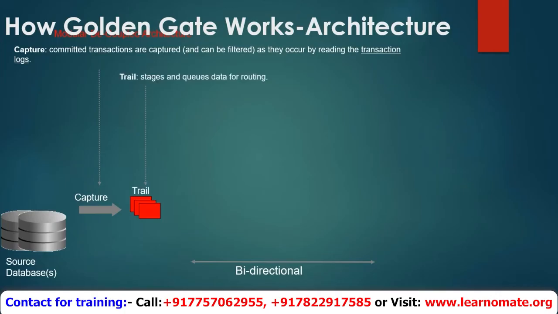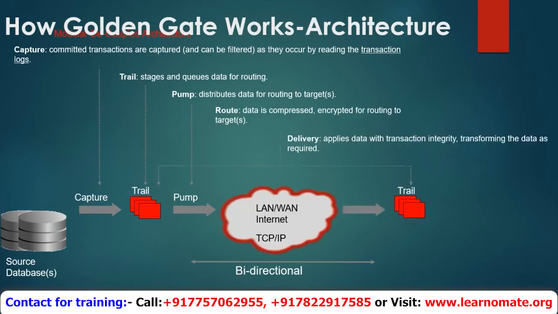Once the capture process captures the changes, it writes them to the trail file on local machine, which is called local trail. Once the data is available in local trail, data pump process reads the data out of your local trail, sends it over TCP/IP network and writes it to remote trail on target. So there are two types of trail files. One is local trail and second is remote trail.